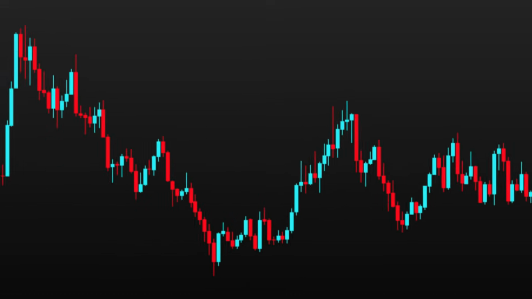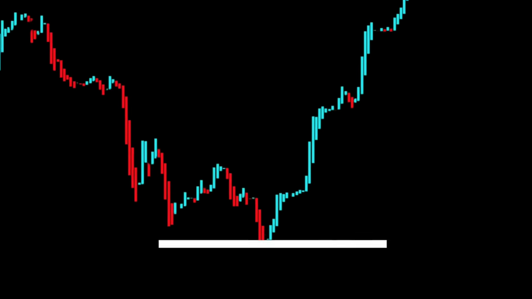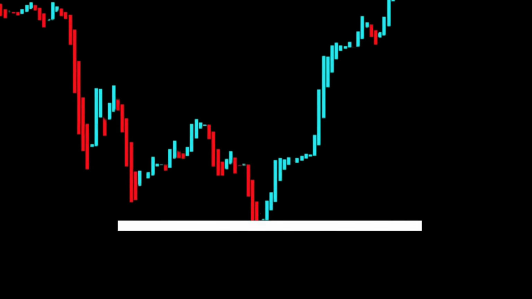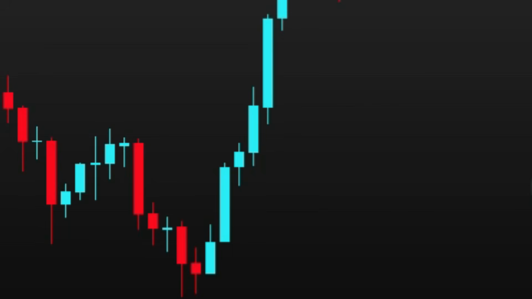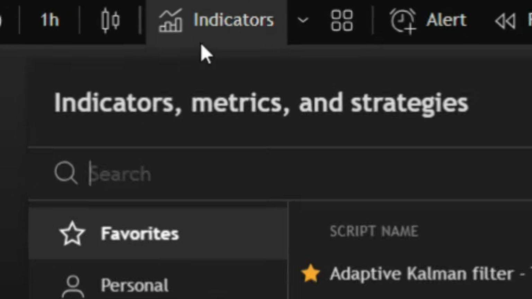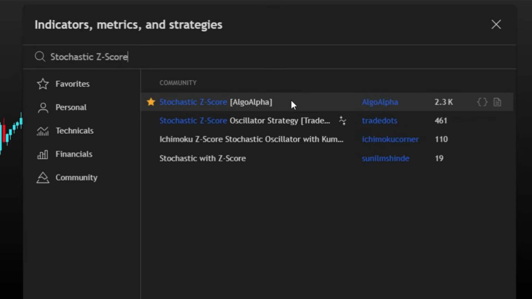Now we have arrived at the main point of today's video. The absolute monster when it comes to identifying reversals in any market. An indicator so unique and powerful that it pinpoints the exact moment the market turns. To use this incredible tool, head over to the Indicators tab on TradingView and search for Stochastic Z-Score, which is written by Algo Alpha.